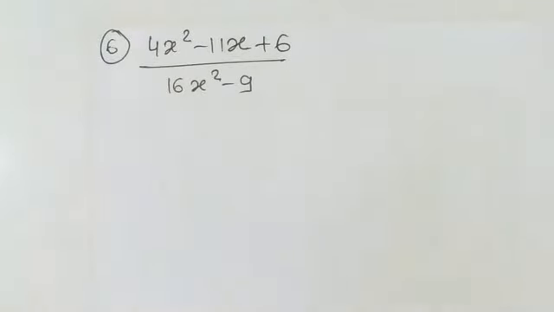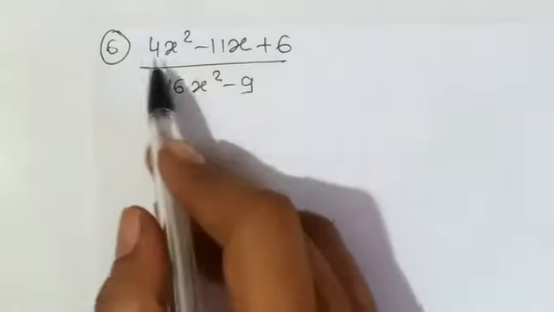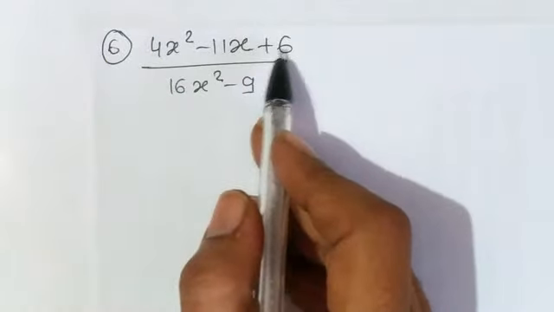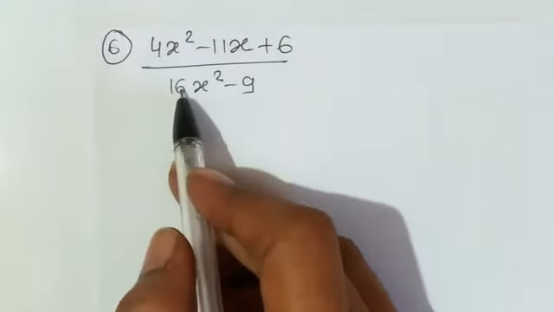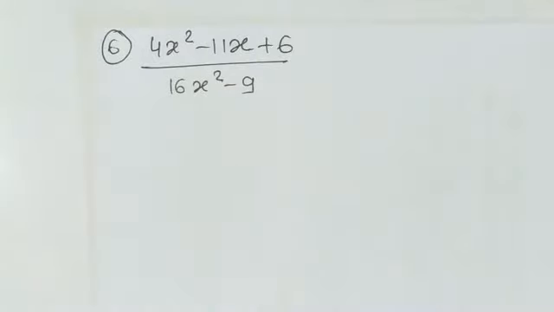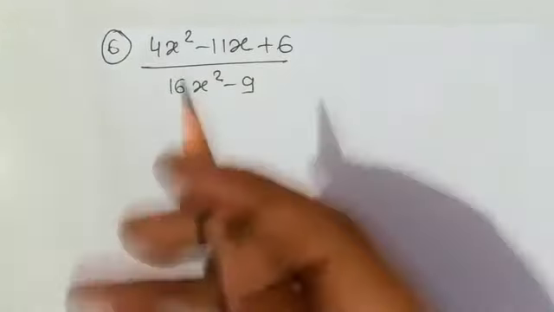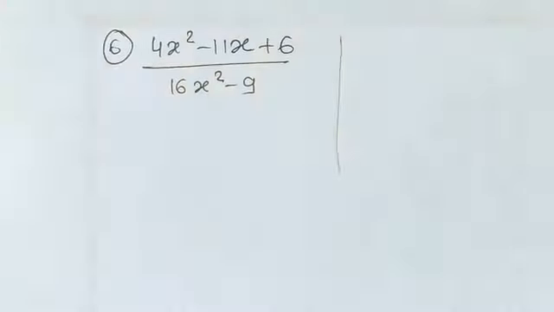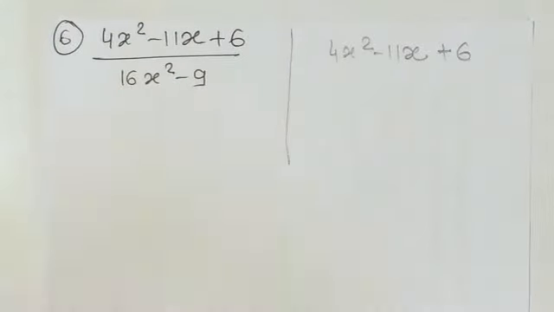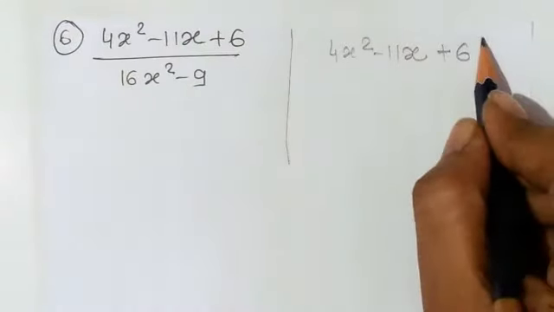Now let's go with the last question, that is 6(1). 4x square minus 11x plus 6 upon 16x square minus 9. So let's see first of all how to solve this term. Look here aside into the rough work. How can we do that?